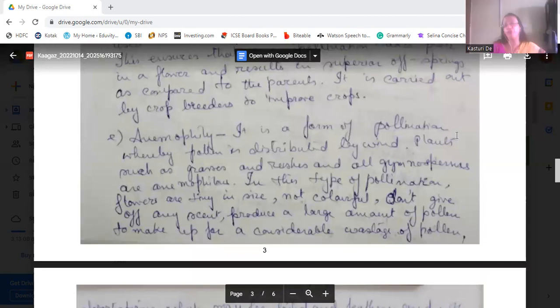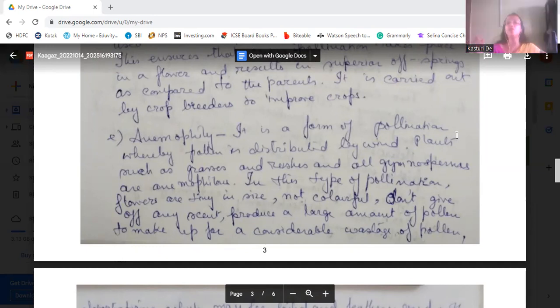Now we come to anemophily. Anemophily is pollination which is done by wind. The plants such as grasses, rushes, and all gymnosperms are anemophilous plants. In this type of pollination, flowers are tiny in size and not so colorful. They do not require so much color because they will not attract any insects or animals. So therefore, they need not be colorful.